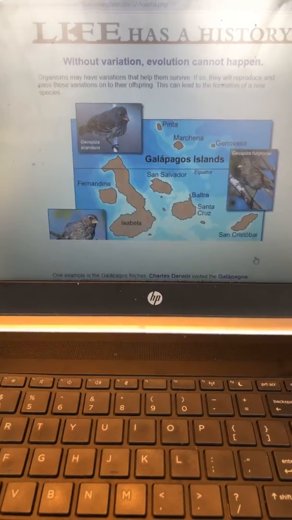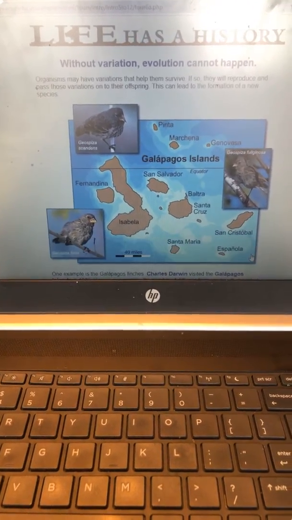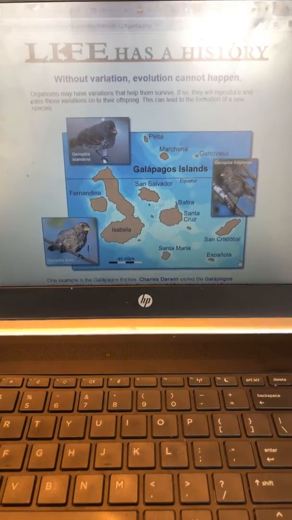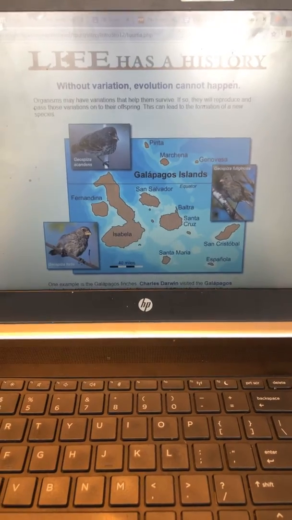Without variation, evolution cannot happen. Organisms may have variation that helps them survive. If so, they will reproduce and pass those variations on to their offspring. This can lead to the formation of a new species.